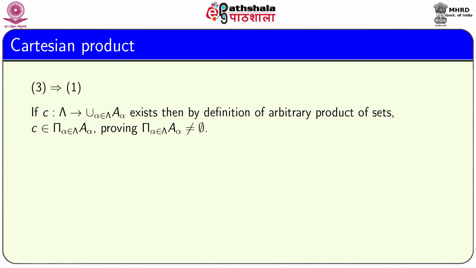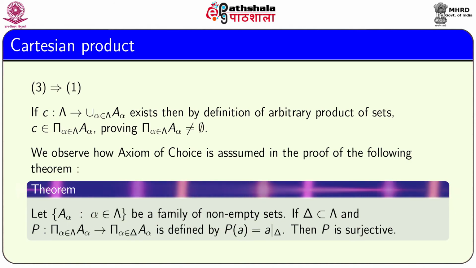Now, 3 implies 1. If C is a choice function, that means a function from lambda to the union of the A_alpha, then by definition of the arbitrary product of sets, C must be a member of the product of the A_alpha, and that proves the product of the A_alpha is non-empty. Now, we observe how the axiom of choice is assumed in the proof of the following theorem. We take a collection A_alpha, alpha belonging to lambda, of a family of non-empty sets.